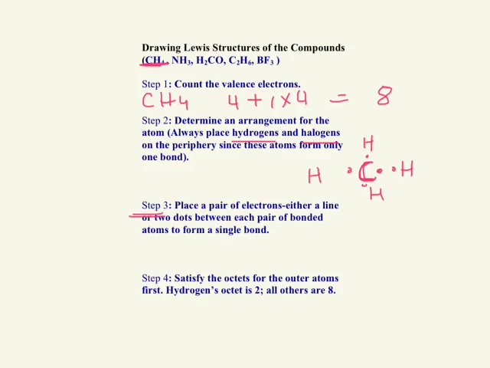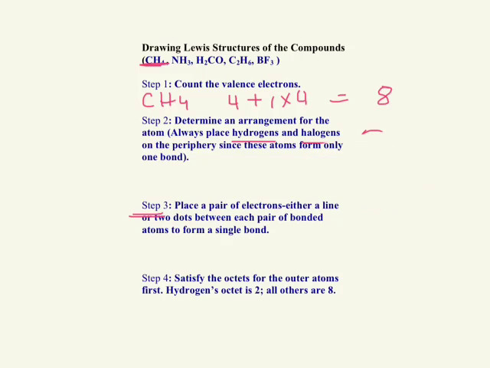Hydrogen has only 1 electron, so that's hydrogen. So if you look at it, each hydrogen has a stable configuration because it has 2 around it, and carbon is sharing 1 electron from each hydrogen. So carbon has 8 electrons around it. So step 4 is satisfy the octet. For now hydrogen's octet is 2 and all others should have 8. So we can see carbon has 8 electrons around it and each hydrogen has 2 electrons around it.